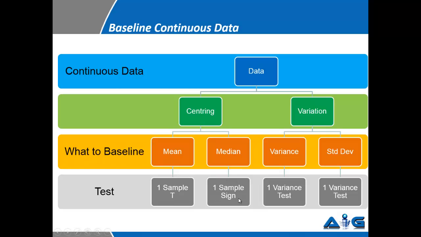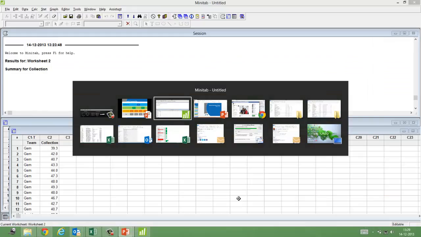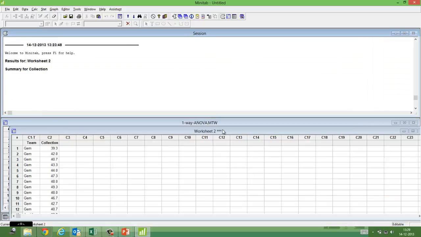Again, for variation, two measures, one is variance and the other is standard deviation. To baseline your variance, you have a test called one variance, which can be used for baselining of standard deviation as well. Let me do the same on Minitab.